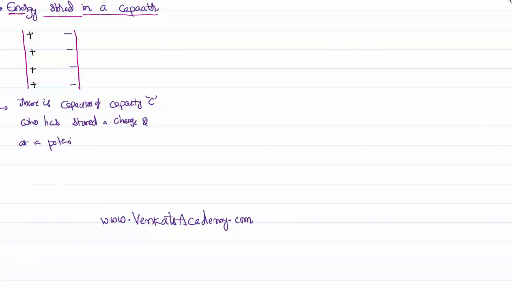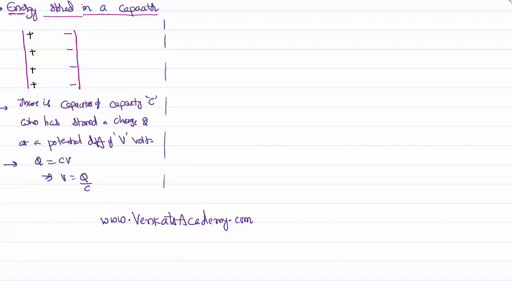Now let us imagine that there is a capacitor of capacity C which has stored, say, charge Q at a potential difference of V volts. We know the relation between them is Q is nothing but equal to CV. This implies we can say voltage between them is nothing but equal to Q by C.